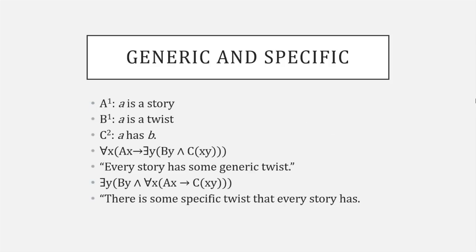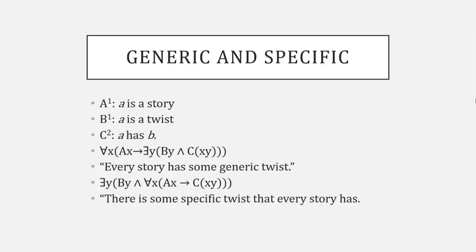So here's a set of sentences. A is a story, B is a twist, and C is A has B. The first sentence says, every story has some generic twist. So for every story there's at least one twist in that story. That story has at least one twist, but it's a generic twist. We're not saying it's all the same twist in that first sentence. We're just saying there's at least one twist.